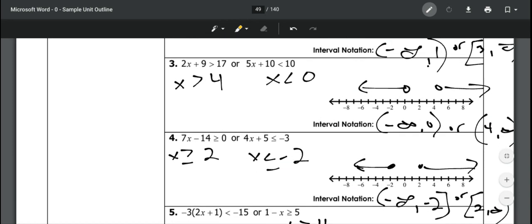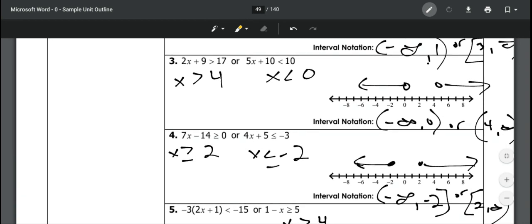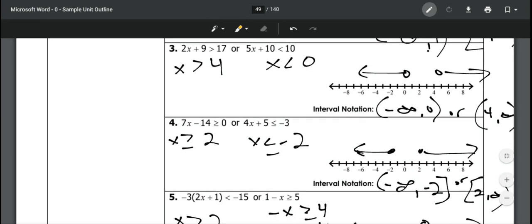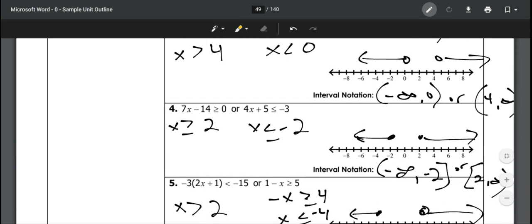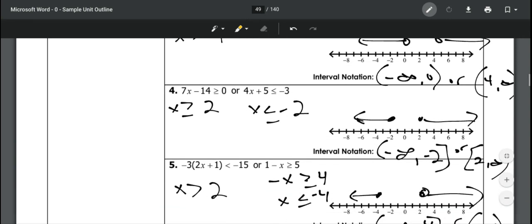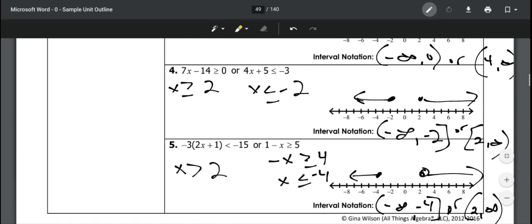And then number 5, I know that the second one comes out where you have the -x, so you have to make sure you flip the sign and everything. And that's what you should come up with. So those are all ones that are or, so they should end up going the opposite ways.